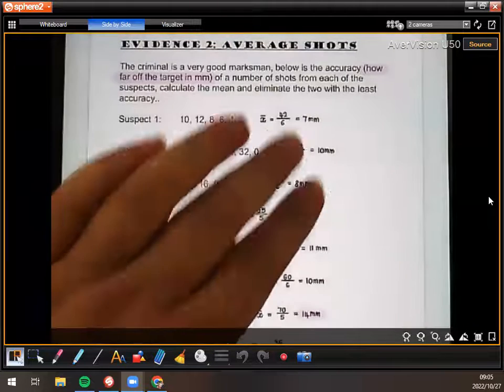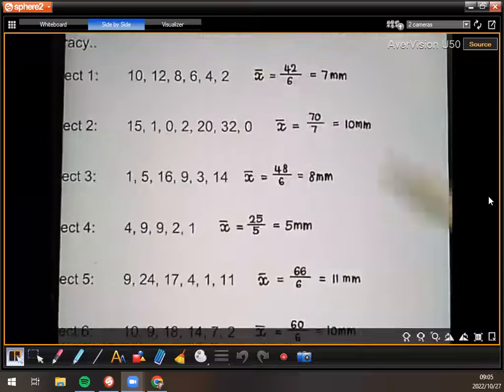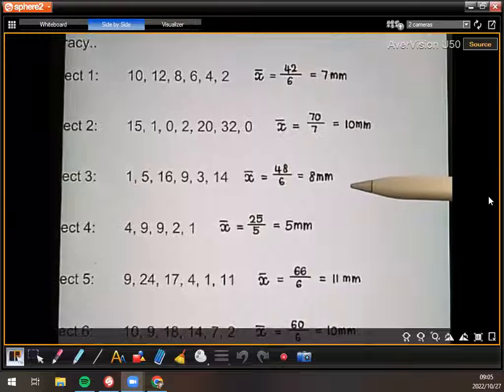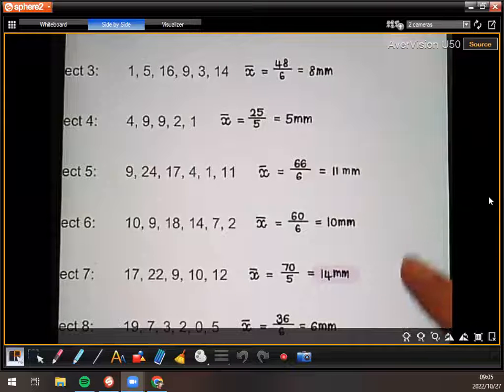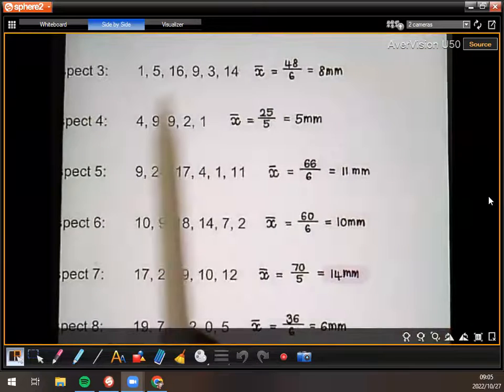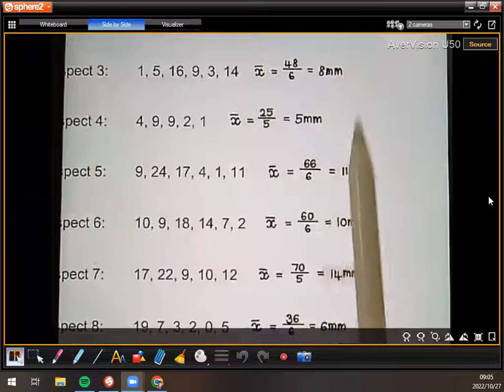Okay, so let's just quickly look at the values. Are we all in agreement that suspect 1 was 7, 10, 8, 5, 11, 10. You guys still with me? Have I lost you now? So you can see the numbers on the side here, hey? So those subjects, we're just quickly marking the averages.